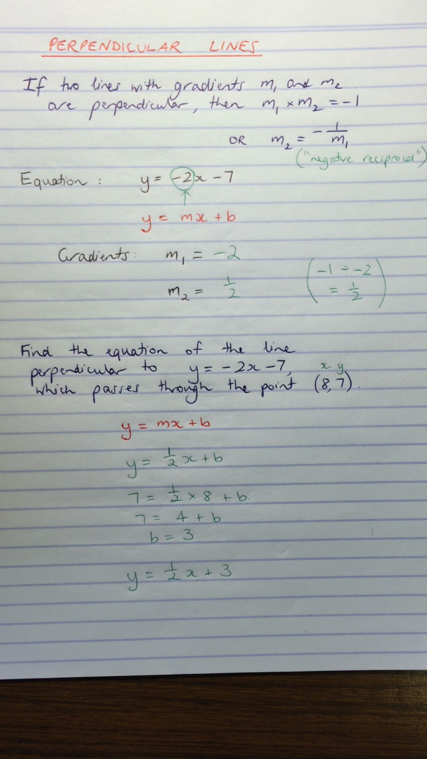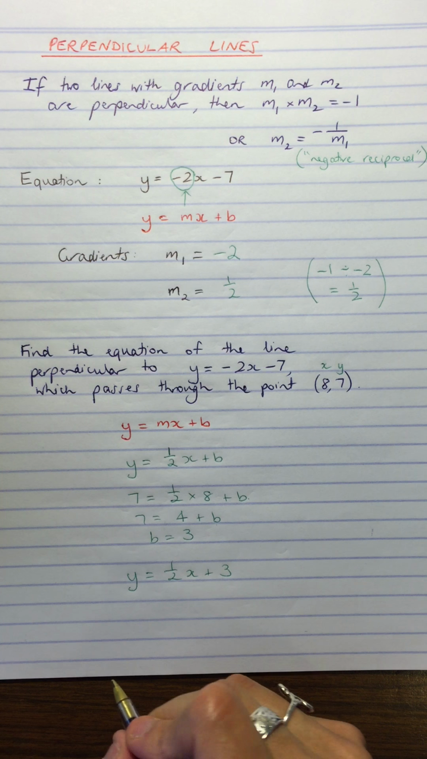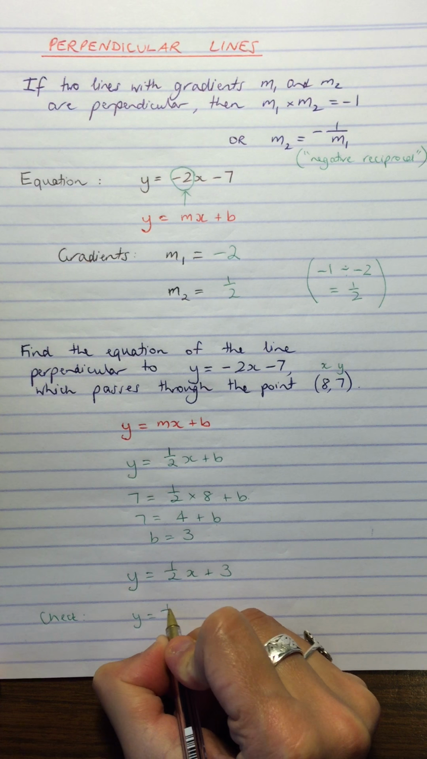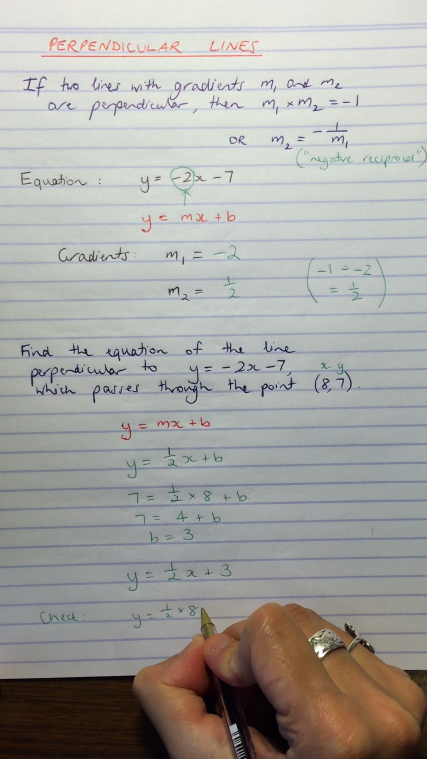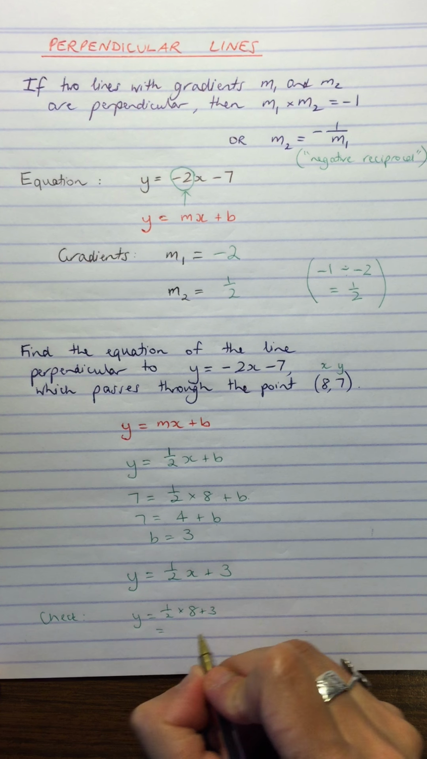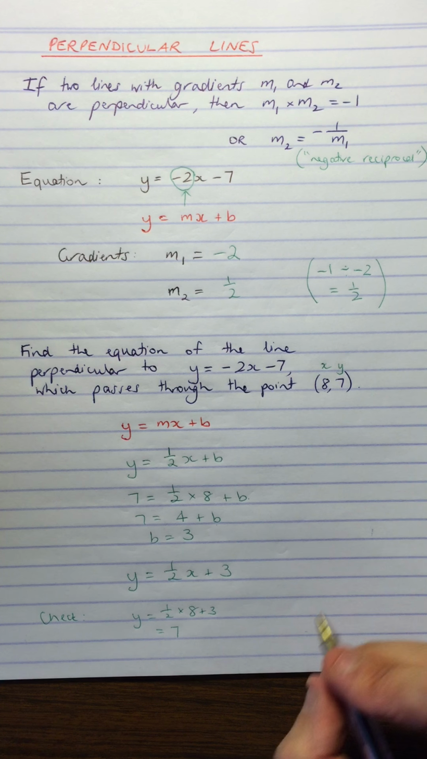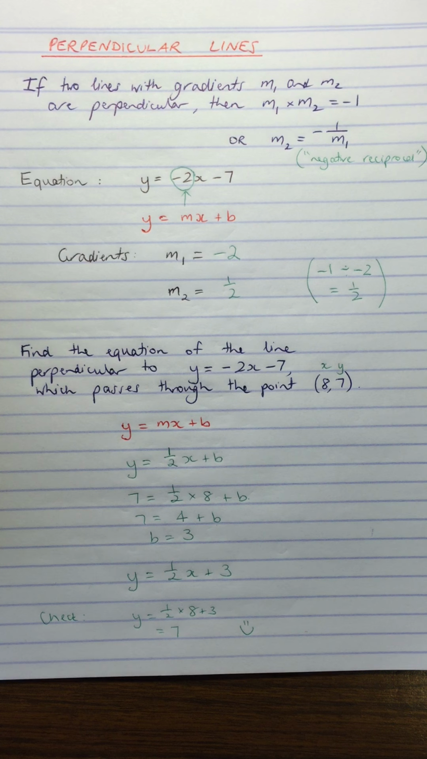Now I can check that my new perpendicular line is correct by substituting this point in. Let's try that. Let's check by substitution. When x equals 8, 1/2 of 8 plus 3 is 4 plus 3 is 7, and y equals 7 as required. So we know we're correct.